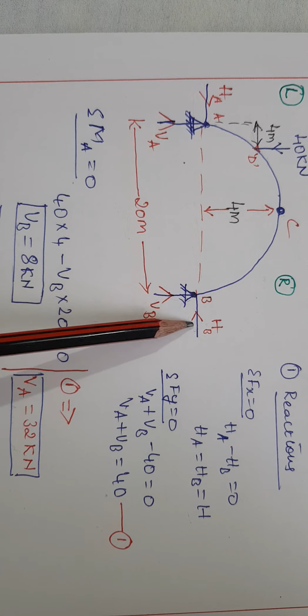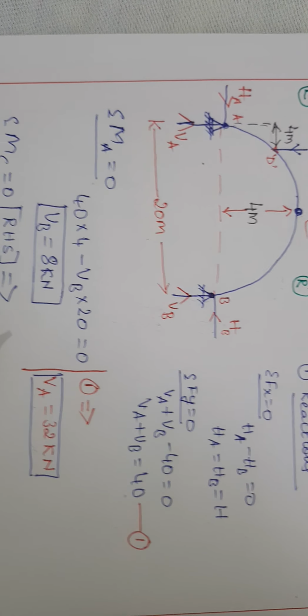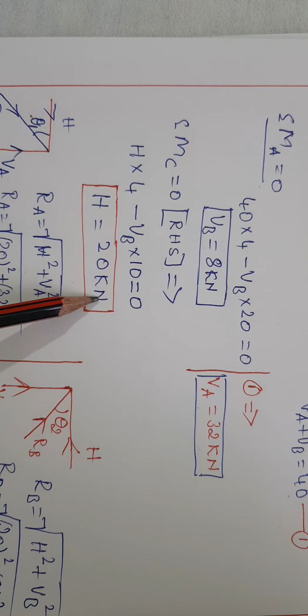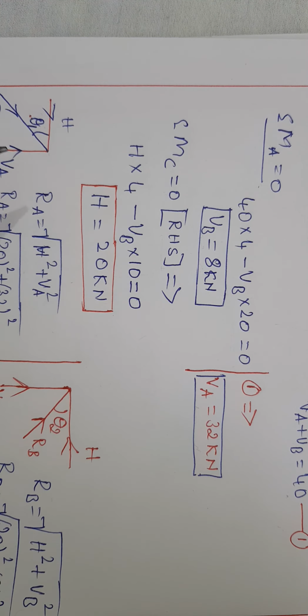Okay, but it tends to rotate anti-clockwise, so it is negative. That is what I have written here, and we came to know HA, HB, that is 20 kilonewton, that one in turn equals H.